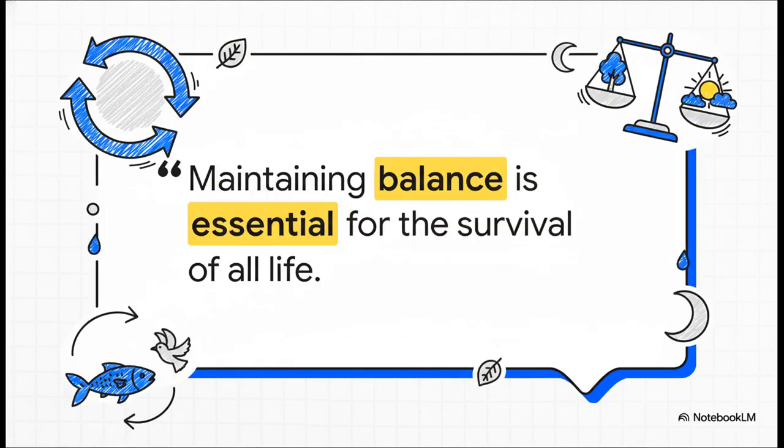that. When you boil it all down, it comes back to this one idea. Ecosystems are all about flow, cycles, and, most importantly, balance. And keeping that balance isn't just some nice idea. It is absolutely essential for the survival of all life, and that includes us.